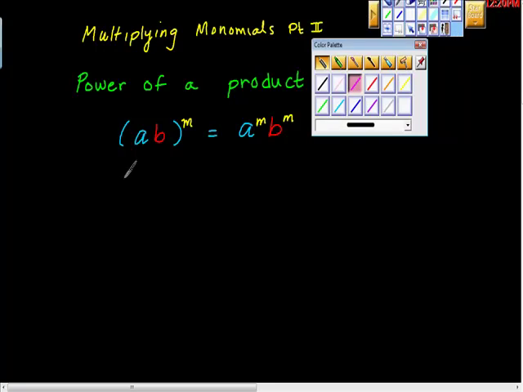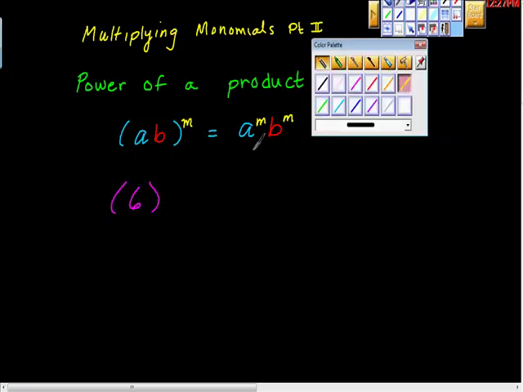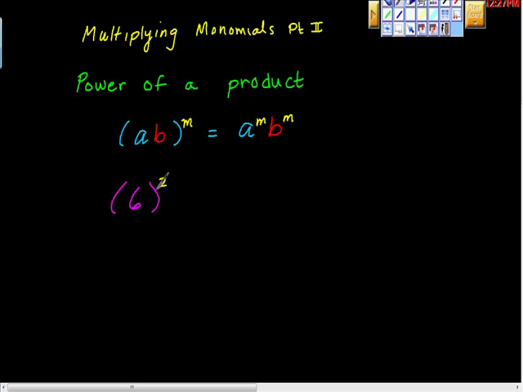Let's take 6 squared. All right. So we have 6 squared, and we know that's the same as writing 6 squared, isn't it? And 6 squared is equal to 36. Let that be our declarative. Let that be something that we agree on, that 6 squared is 36.